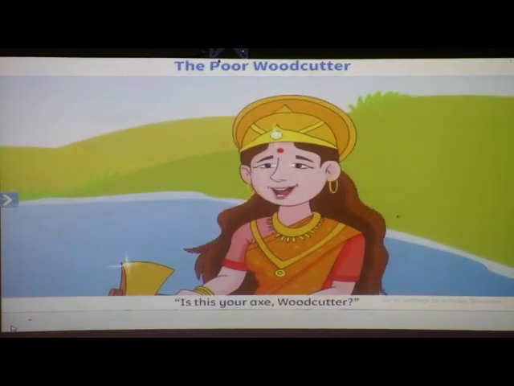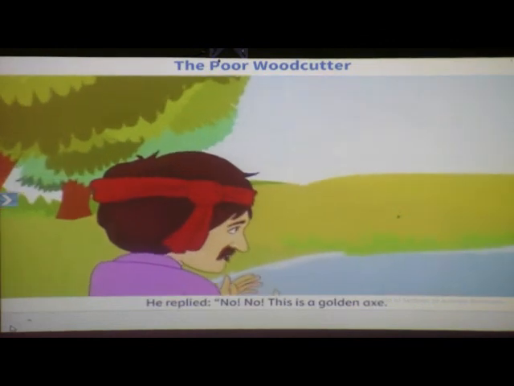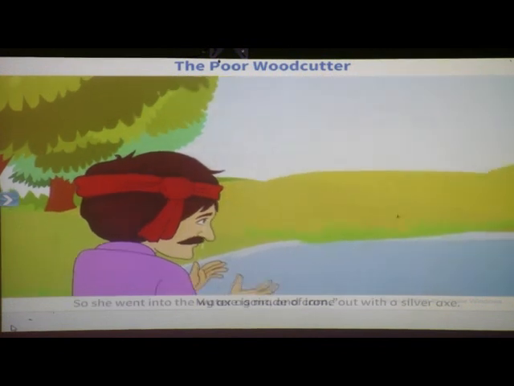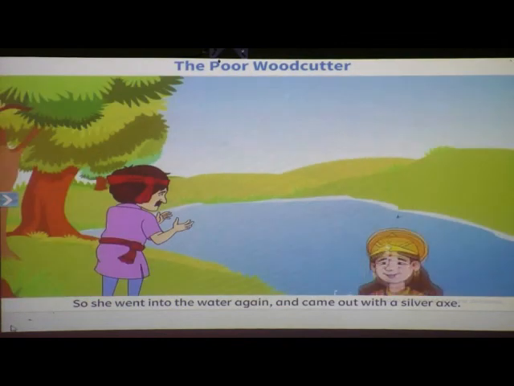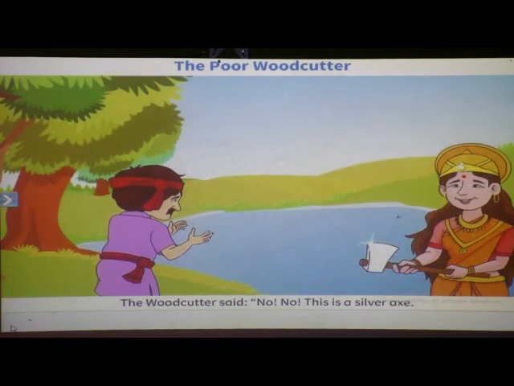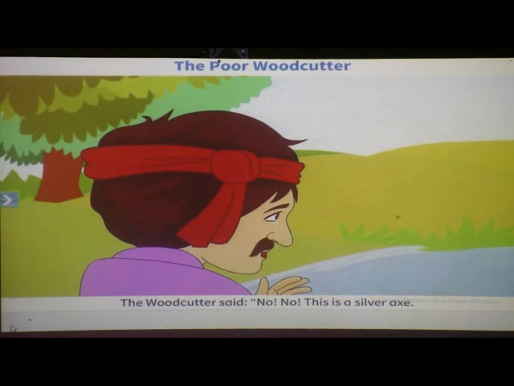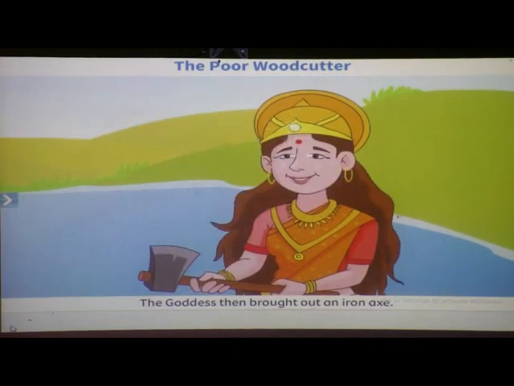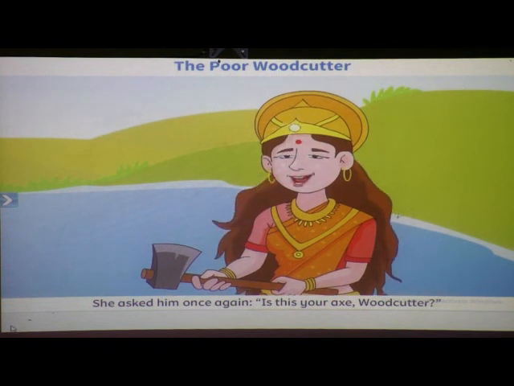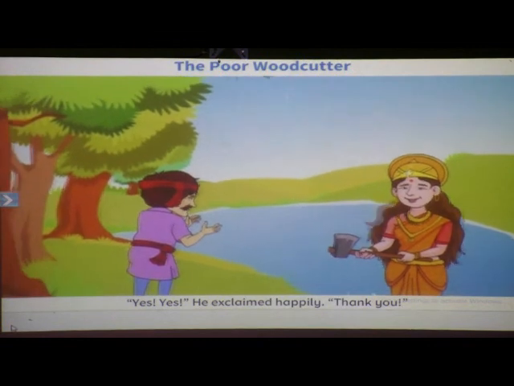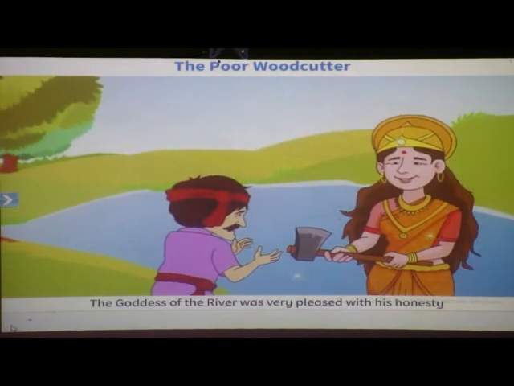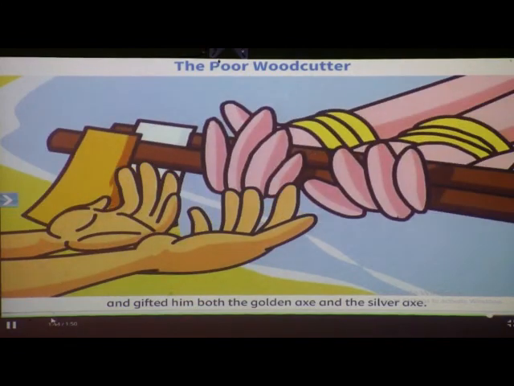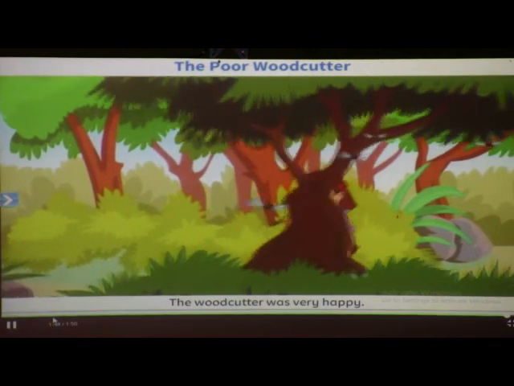She asked him, "Is this your axe, woodcutter?" He replied, "No, no, this is a golden axe. My axe is made of iron." So she went into the water again and came out with a silver axe. The woodcutter said, "No, no, this is a silver axe. My axe is made of iron." The goddess then brought out an iron axe. She asked him once again, "Is this your axe, woodcutter?" "Yes, yes," he exclaimed happily. "Thank you." The goddess of the river was very pleased with his honesty and gifted him both the golden axe and the silver axe. The woodcutter was very happy.